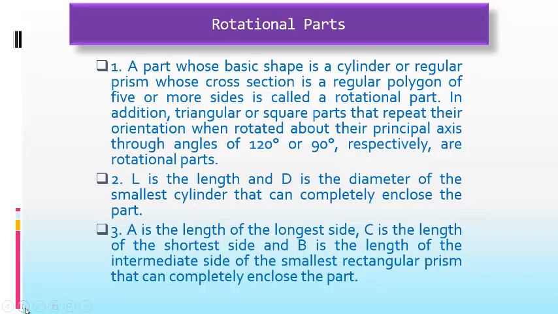This is why he used those L, D, A, C, and B, because in his book you find a small drawing which shows you the different dimensions. As I said in the previous lecture, the dimensions of the part have something to do with the efficiency of feeding, and definitely some parts have different orientations. In this book he tried to estimate the time for feeding through feeders.